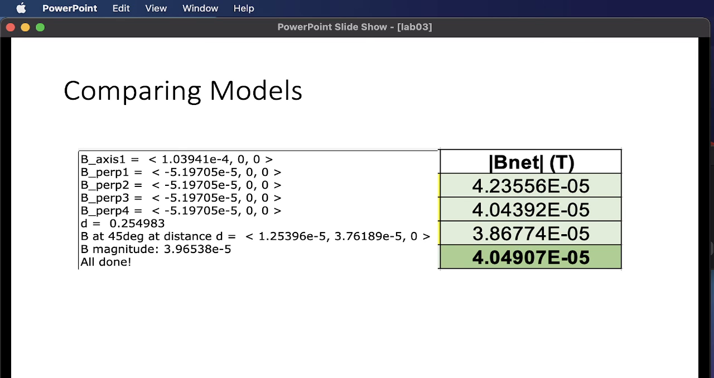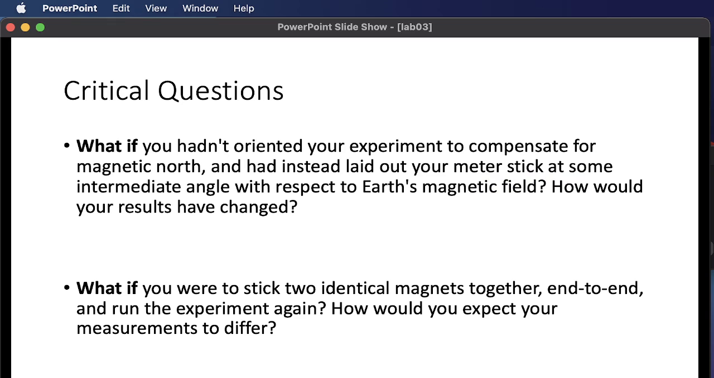So when we compare our models, the difference in the magnitude of the magnetic field at a 45-degree angle really isn't too significant. We have 3.96 times 10 to the negative 5 Teslas and 4.049 times 10 to the negative 5 Teslas. So this could be marked up to human error or just fluctuation on the Teslameter app.